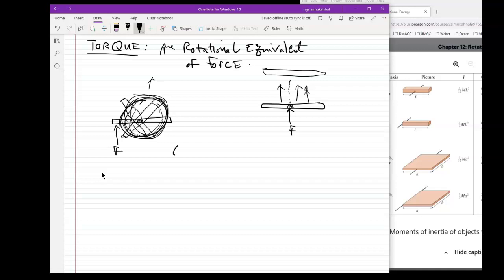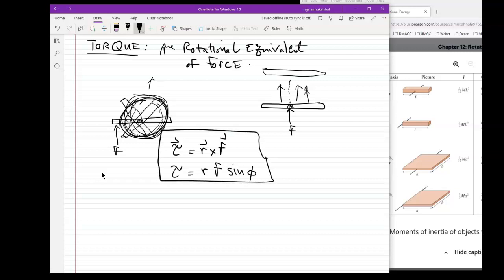And torque, tau, the Greek letter tau, is equal to R cross F. Or, in simple terms, tau is a vector. Tau is equal to R F sine phi, or sine theta. That's the formal definition. I'm going to show you how to apply it. Remember this second form, R F sine theta, for the level of physics that you're taking. R here being what?